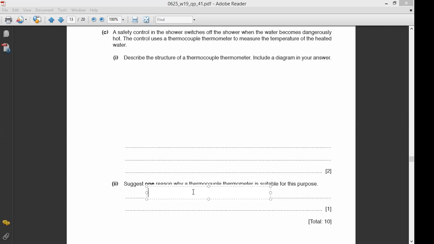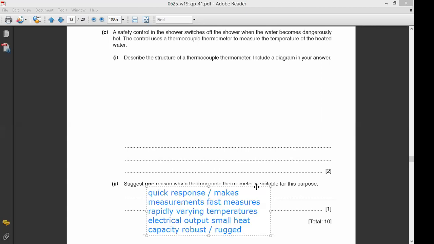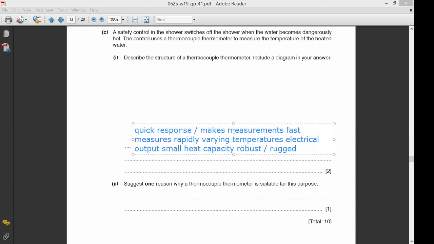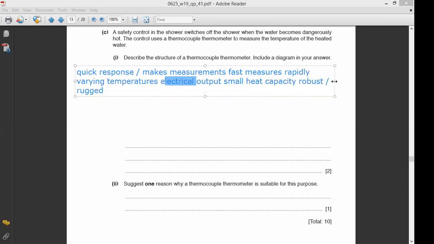Okay, now we want to look at why we use a thermocouple for this purpose. Number one, quick response. It makes measurements fast. Number two, it measures rapidly varying temperatures.